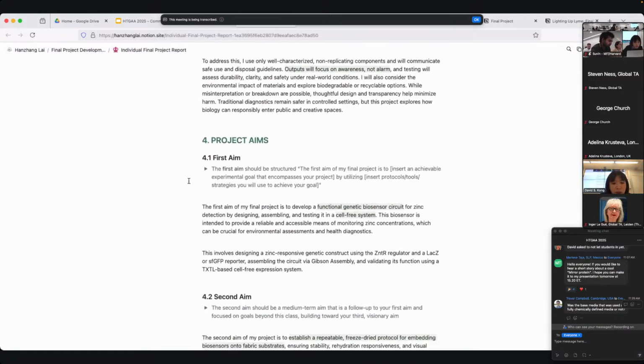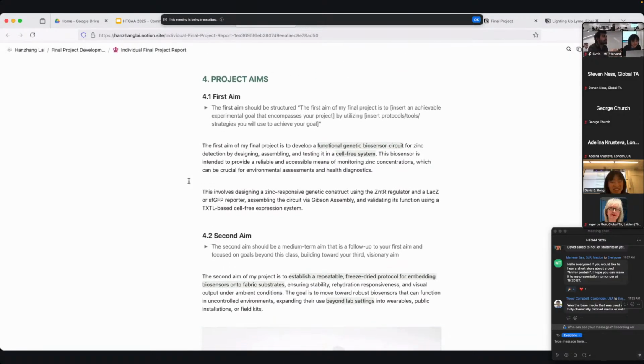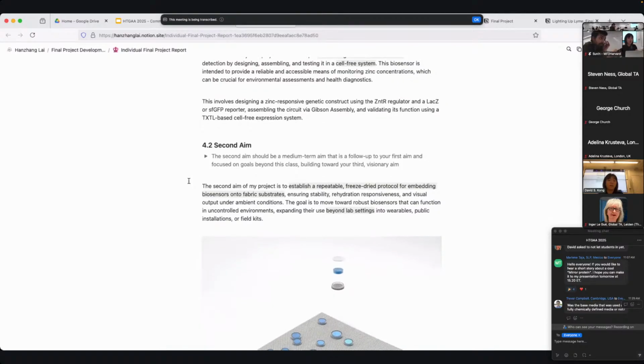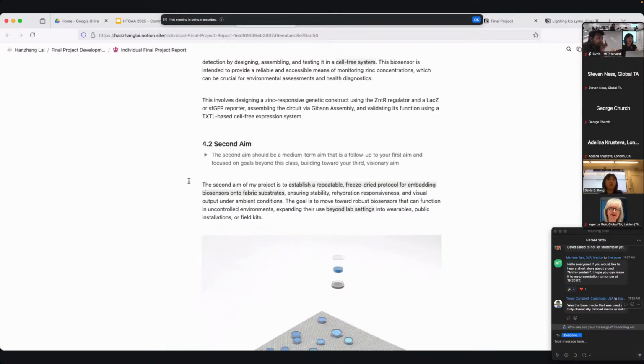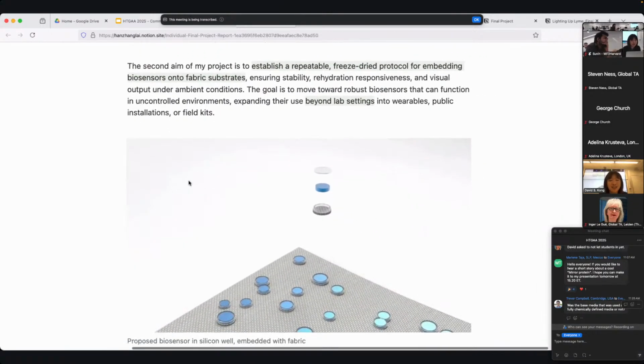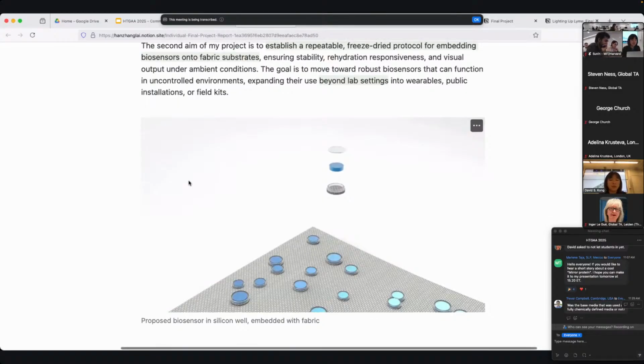perspective. So my first aim is to develop a functional genetic biosensor circuit in a cell-free system, which I did not get there, and I'll get more into that. And the second aim is to test out the process of freeze drying it and embedding it into the fabric substrate. This is a very early stage of design, where I basically have the biosensor in a little silicon well that could be embedded onto the fabric.